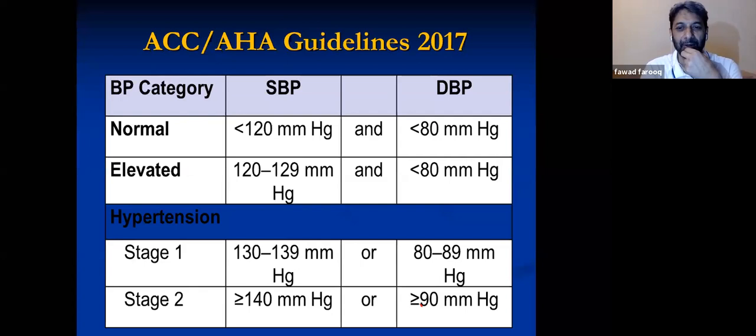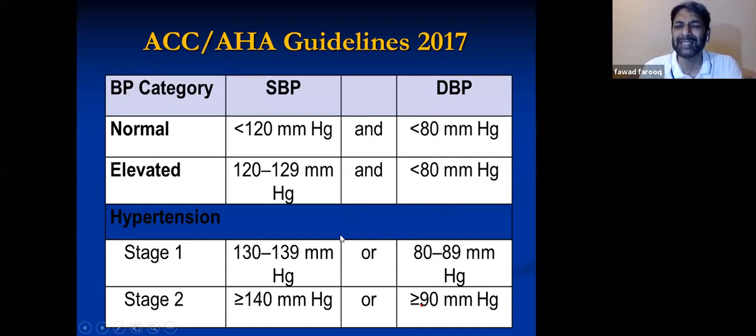Here is the classification. You can see the normal is less than 120 and less than 80. Then it's not normal, it's elevated. It's not hypertension as well. It is a class called elevated blood pressure, when your systolic is between 120 to 129 and diastolic is still less than 80. So a normal blood pressure is less than 120 systolic and less than 80 diastolic. Then stage one hypertension is 130 to 139 systolic or 80 to 89 diastolic. The reference is the ACC/AHA guideline 2017, which is the latest American guideline. The European Society has a slightly different classification, but this is simple to remember. And stage two is greater than or equal to 140 or greater than or equal to 90.